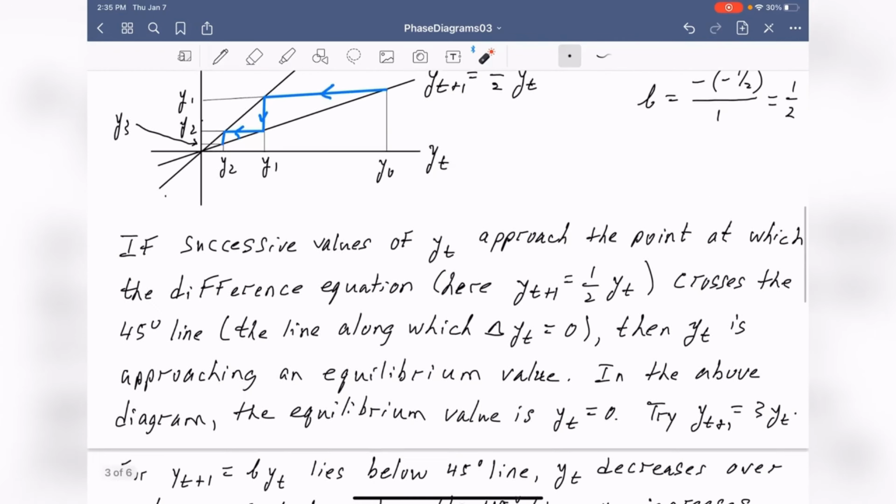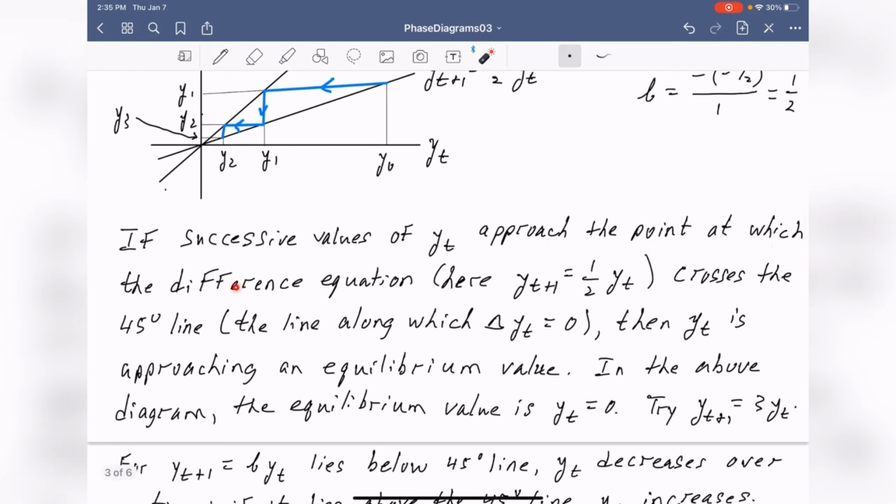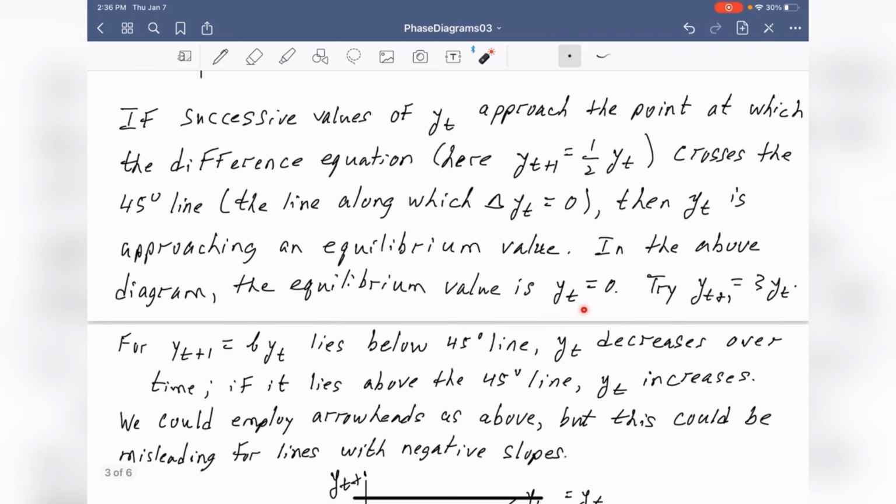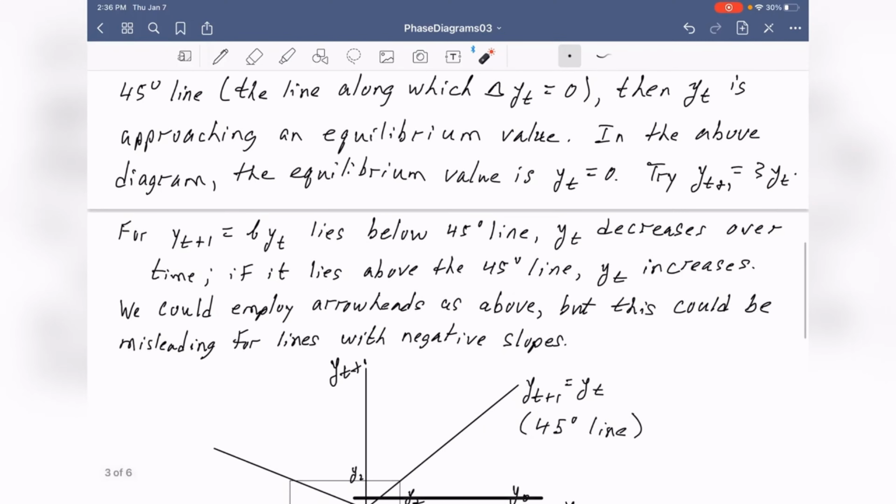If successive values of yt approach the point at which the difference equation, here yt+1 equals 1/2 yt, crosses the 45-degree line, the line along which delta yt does not change, it's equal to 0, then yt is approaching an equilibrium value. In the above diagram, the equilibrium value is clearly yt equals 0. Now the reader should consider trying yt+1 equals 3yt to see if they understand why that one does not go to 0.